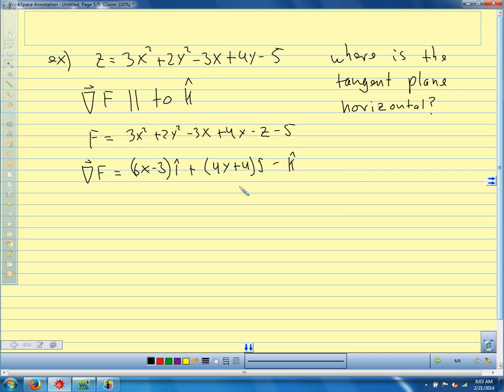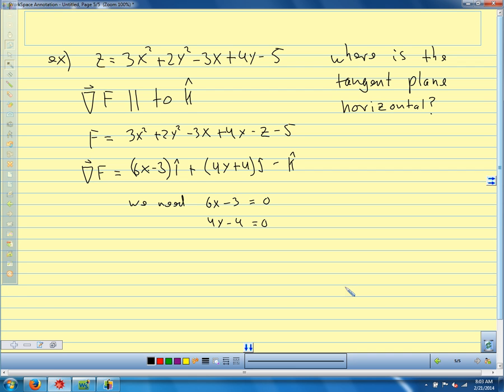And we want this to be parallel to k hat. So how are we going to make this vector parallel to k hat? What are our i and j components of this vector going to have to be? 0. For this to be parallel to k hat, we need 6x minus 3 equals 0 and 4y minus 4 equals 0.